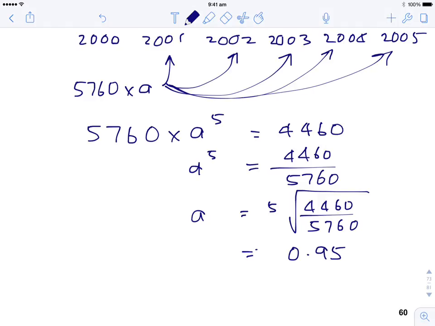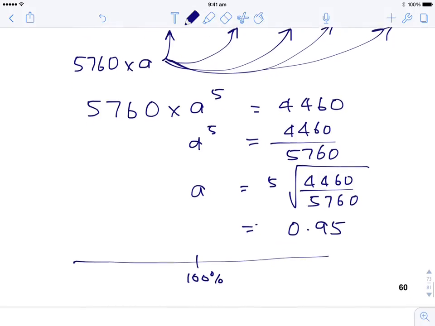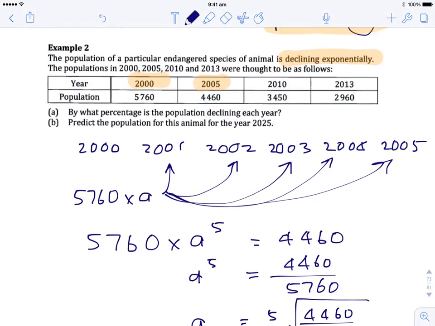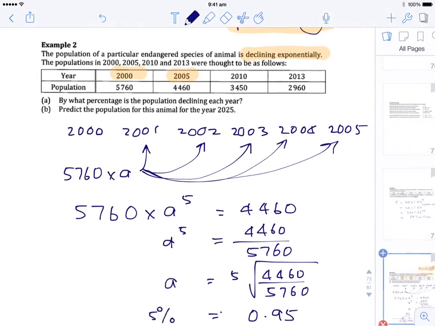0.95. So in other words, if you remember the percentage scale that I showed you before, here we are at 100%, which is 1. If we're here at 0.95, that represents a 5% decrease. 5% off 100% is 95%, whereas the decimal is 0.95. So just looking at 2000 to 2005, I'm thinking that there's been a 5% decrease in the population every year.